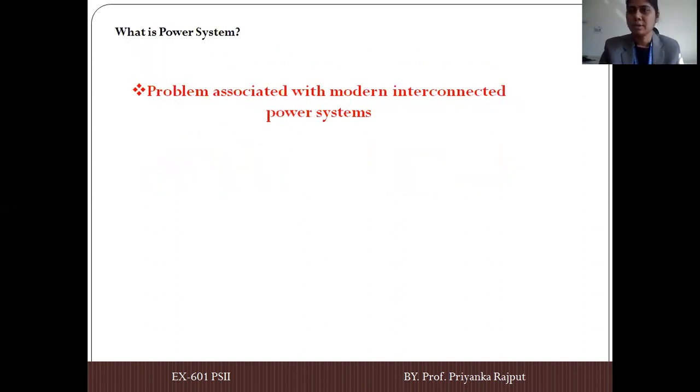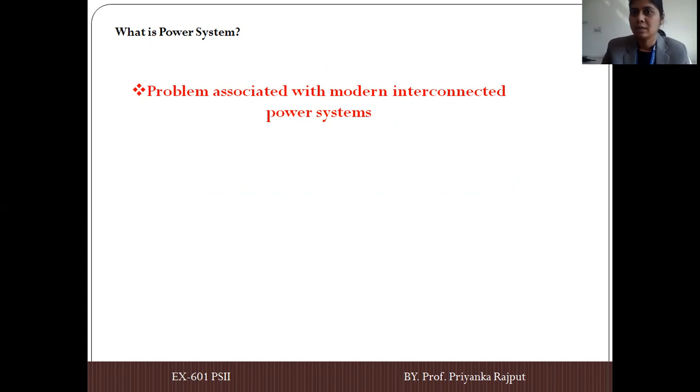Now, let me start. What is a power system? I think everyone knows what a power system is. Power system is generation, transmission, and distribution. You have already learned about generation, transmission, and distribution, different types of cables as well as insulators and transmission systems. Now, in Power System 2, we discuss its restructuring as well as transmission systems, load flow control, voltage control, and all. First we see the problems associated with the modern interconnected power system.